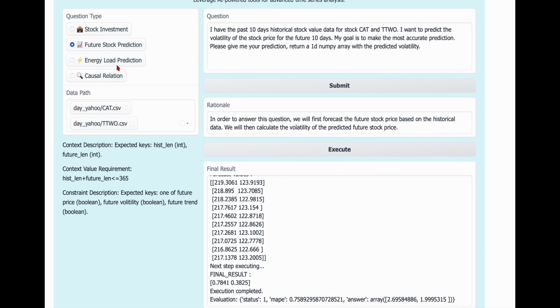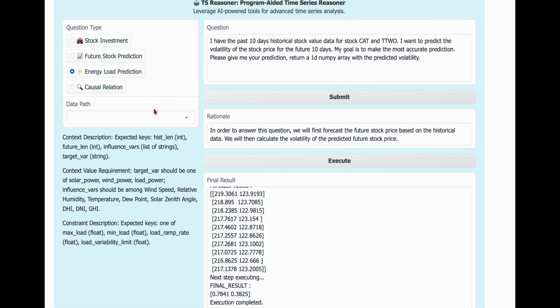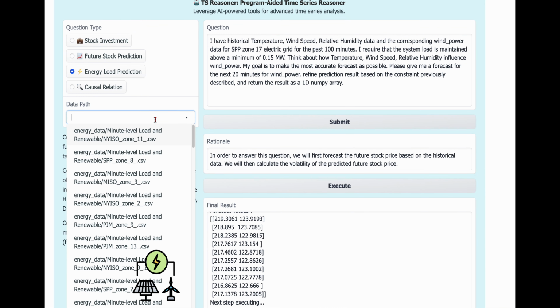For other time series data, such as energy data, we can also have the Reasoner understand and give programs to predict potential future data. Imagine you are managing an electricity grid load power. You may want to know the electricity demand for the next few hours. But it may be insufficient to just make a forecast because a simple forecasting step may yield results contradictory to system regulation, such as maximum allowable system load. You could ask TS Reasoner to solve such problems, like forecast the wind power for the next 20 minutes. Here we pick the ZES-PP Zone 17 dataset to try out.